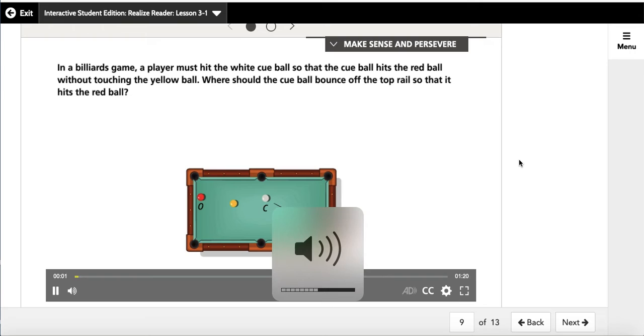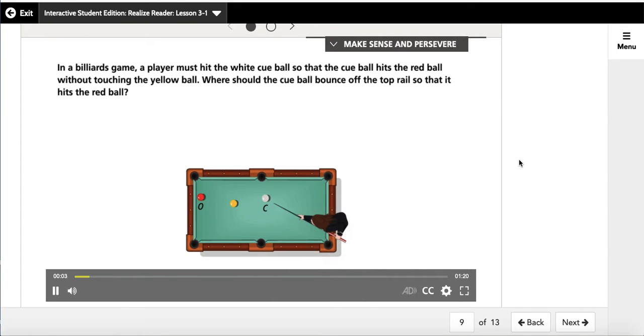In a billiards game, a player must hit the white cue ball, labeled C, so that the cue ball hits the red ball, labeled O, without touching the yellow ball. Where should the cue ball bounce off the top rail so it hits the red ball?